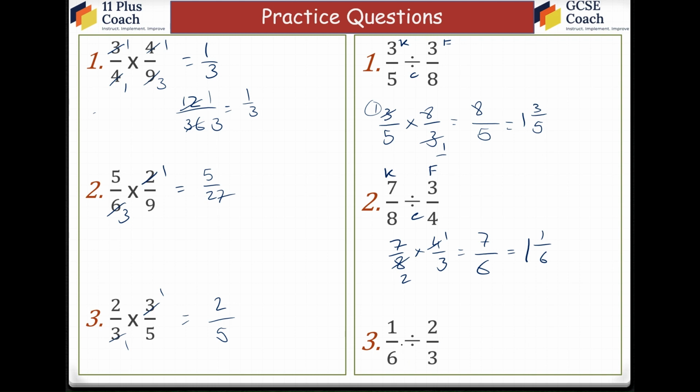The last question is 1/6 divided by 2/3. Keep the first, so 1/6. Flip the second, 3 over 2, and change the symbol to times. Again, 1 and 2 can't cancel out, but 3 and 6 can. So 3 goes into 3 once, into 6 twice. So end up with 1 times 1 at the top, and 2 times 2 is 4. 1 over 4 is the answer to this question. Hopefully you got all those right.